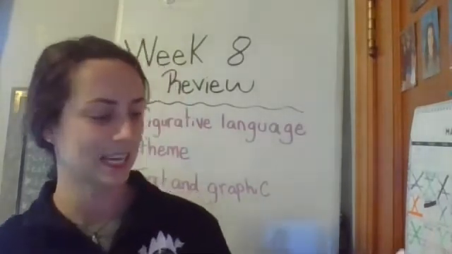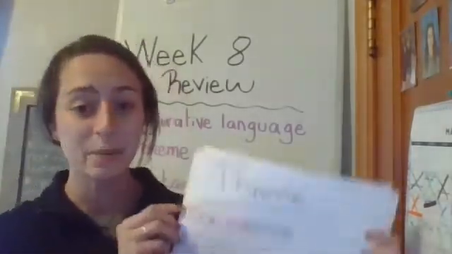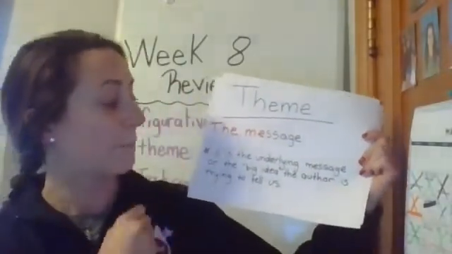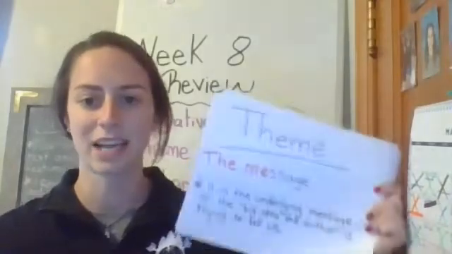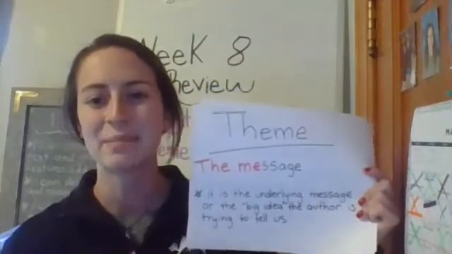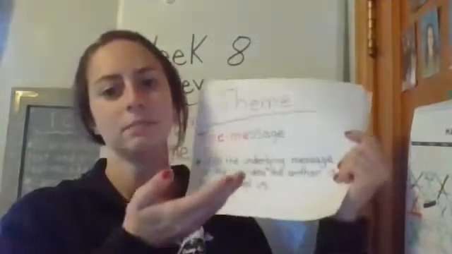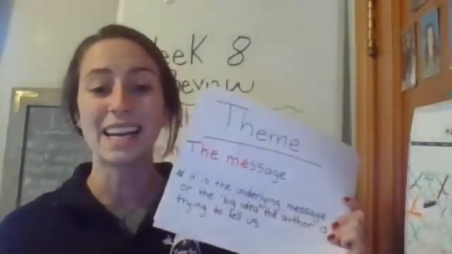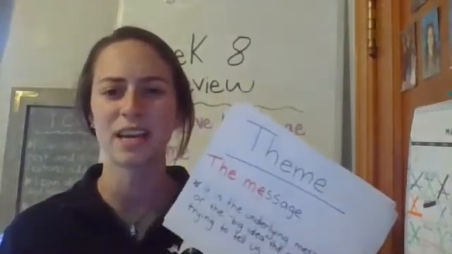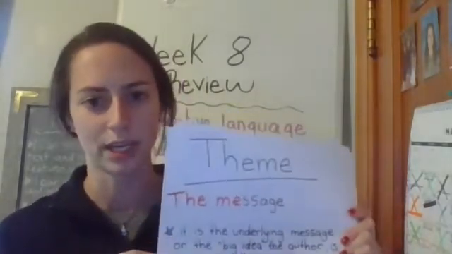All right, the next thing I'm going to review is theme. If you remember, the theme of a story is the message. It's the underlying message or big idea that the author wants to tell us. Now, theme can be implied or stated. Remember, this means that the author can tell us directly, the theme of this story is, or it can be something that we have to think about. It could be something that after reading the story, we have to say, what was the author hoping that I got out of this story?